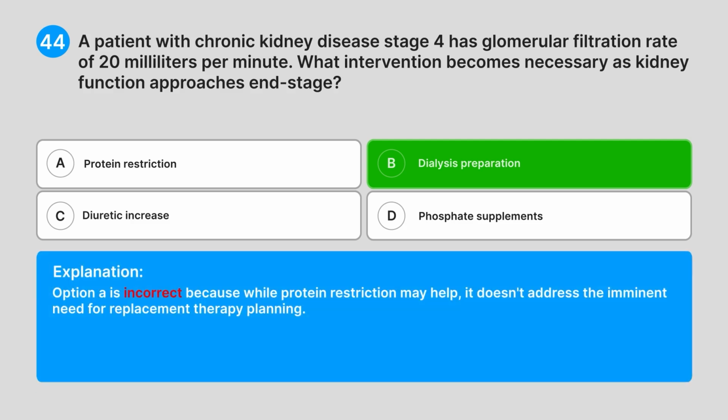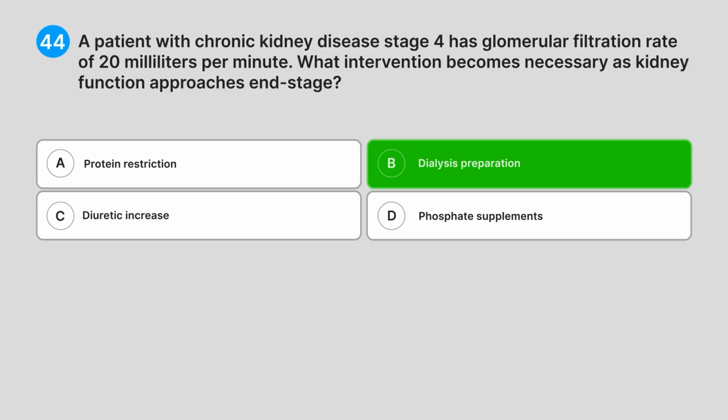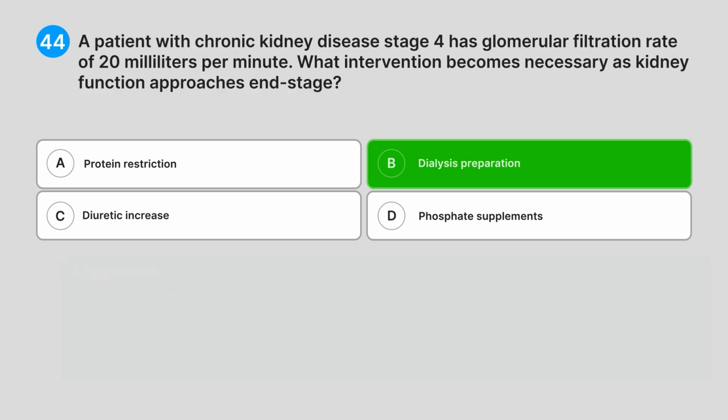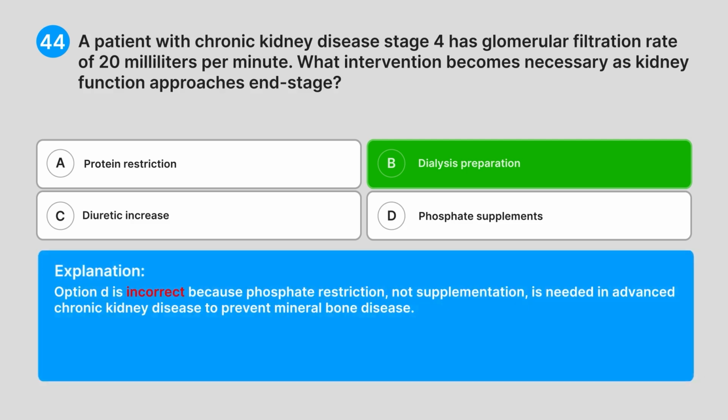Option A is incorrect because while protein restriction may help, it doesn't address the imminent need for replacement therapy planning. Option C is incorrect because increasing diuretics may worsen kidney function and doesn't prepare for inevitable dialysis needs approaching. Option D is incorrect because phosphate restriction, not supplementation, is needed in advanced chronic kidney disease to prevent mineral bone disease.